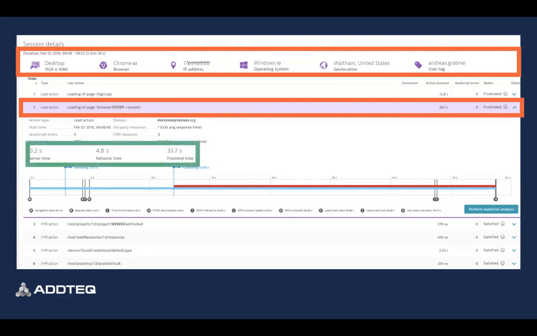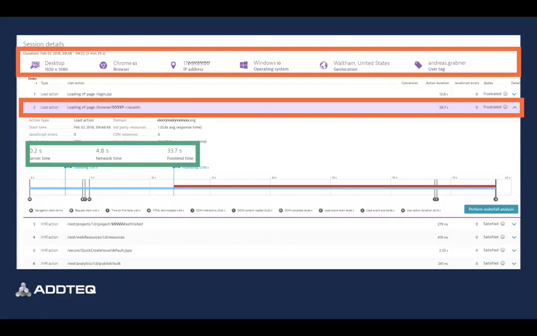And then it provides us a breakdown. We are tracking this page load action for the particular issue that the user was trying to load. And it shows that the total 38.7 seconds of page load time can be broken down into 0.2 seconds of server response time, 4.8 seconds of network time, and then 33.7 seconds of front-end time. So that's a valuable piece of insight that you can now use to further investigate this particular issue.